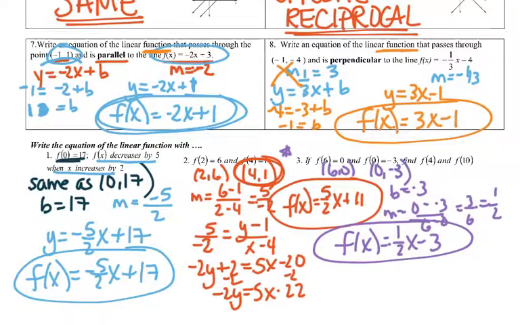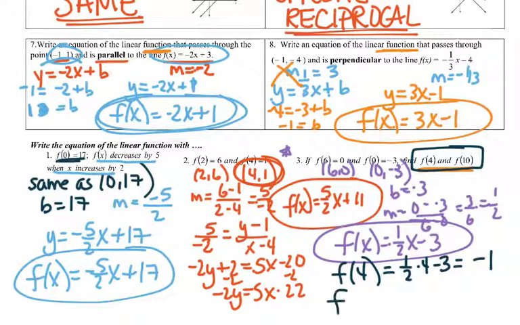Part 2 says, can you find f of 4 and f of 10? Do it in a different color. And that's what gets people. They're like, I can get the f of x, but how do you get the f of 4? It's just asking you to evaluate that function when x is 4. 1/2 times 4 minus 3. 2 minus 3 is negative 1. F of 10. 1/2 of 10. 5 minus 3 is 2.